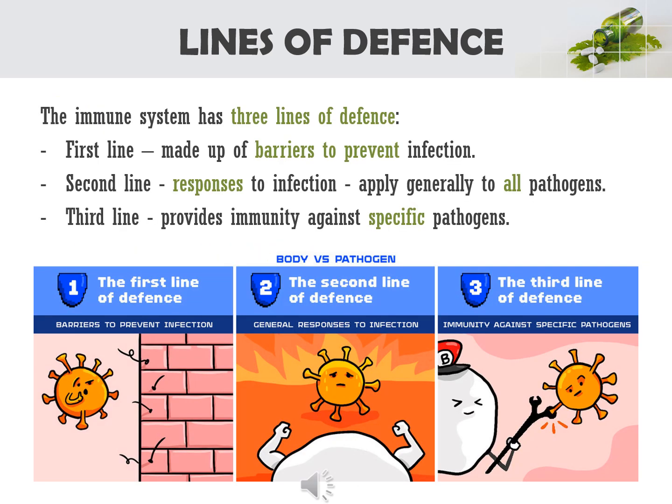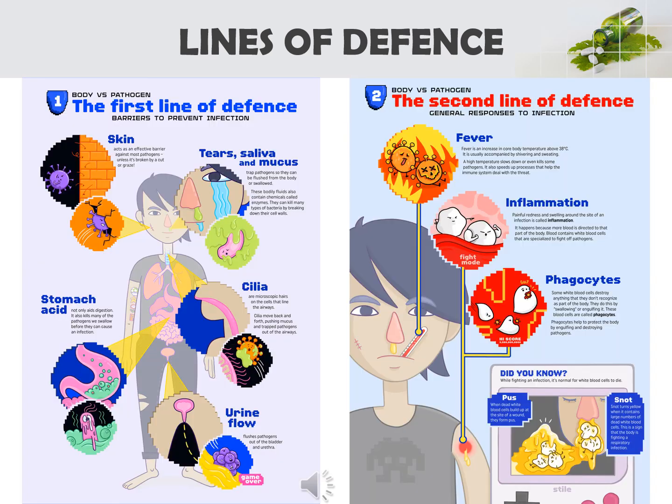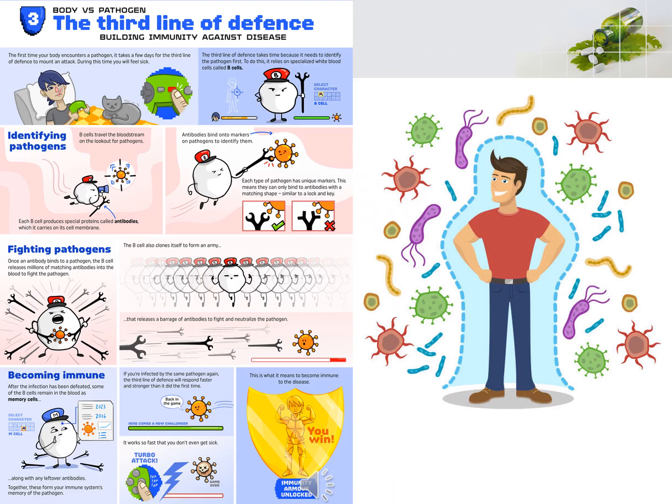The body employs three lines of defense to protect against diseases. First are physical barriers like skin, mucous membranes, and natural closures such as eyelids. The second line includes internal responses like white blood cells, clotting mechanisms, and inflammation. The third line, the immune system, uses antibodies and memory cells to provide long-term immunity against specific pathogens.